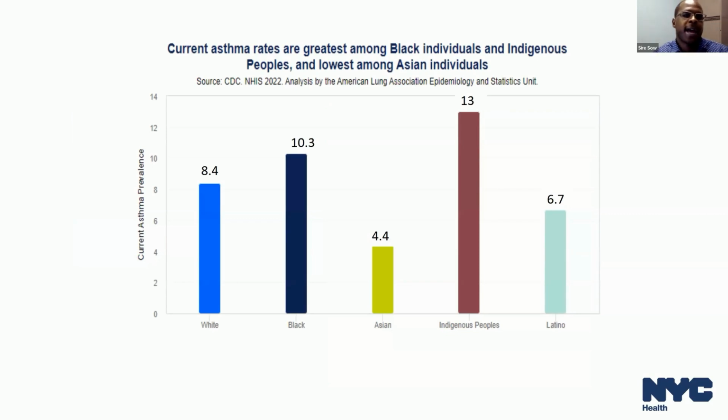Nationally, we know that some populations are much more likely to suffer from asthma than others. This is from the CDC. As of 2022, indigenous populations and Black populations were much more likely to have asthma than other groups, and Asians were the lowest in terms of asthma prevalence.